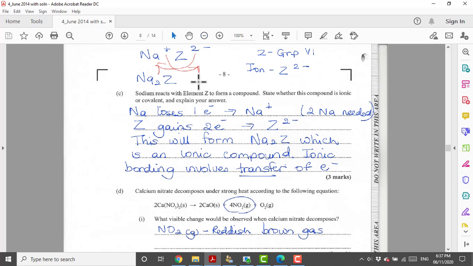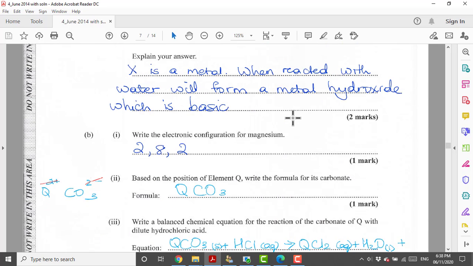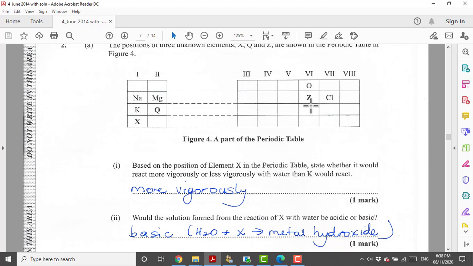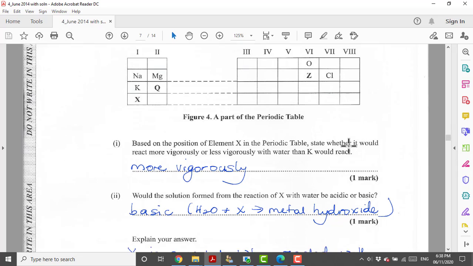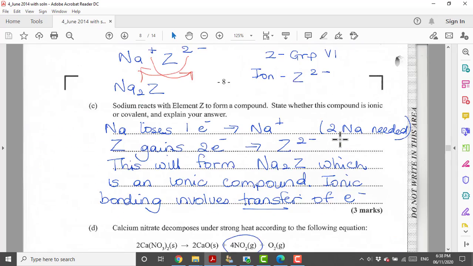Right, next question. Sodium reacts with element Z to form a compound. State whether this compound is ionic or covalent. So let's look again at Z. So Z belongs to group 6. Sodium belongs to group 1. Right? Good.